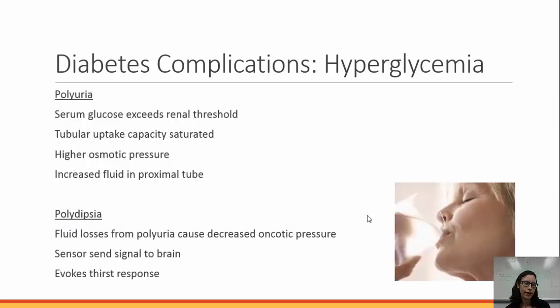Okay, so first we have the polyuria, which we talked about. Our serum glucose, in hyperglycemia, exceeds the ability of the kidneys to filter it. So therefore, the capacity is saturated. It brings in added water and electrolytes from the body, and therefore we have increased fluid in the proximal tubule, causing frequent urination. Again, the fluid losses signal the brain to evoke a thirst response because we're dehydrated. So it helps us to have a response to drink more.